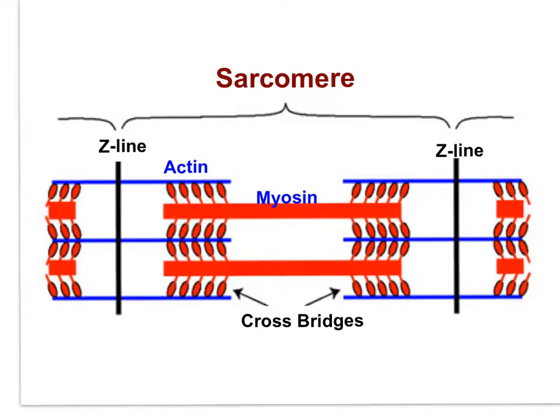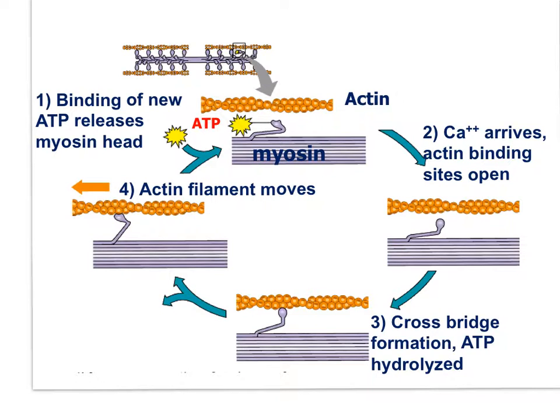Here's another image of a sarcomere that nicely displays the myosin cross bridges as they bind the actin once calcium ions arrive from the sarcoplasmic reticulum. The myosin heads hydrolyze ATP to pull the actin filaments past the myosin toward the center of the sarcomere. Here is a diagram with the entire process starting at 1.